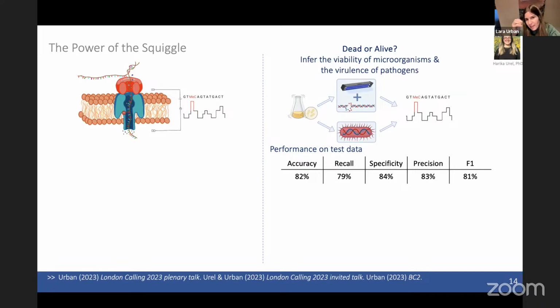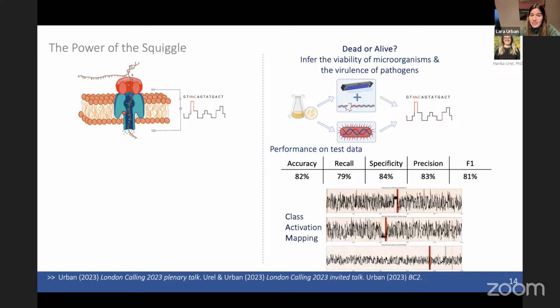But the cool thing about using AI models for that is that we can use subsequent so-called explainable AI methods to better understand why our model is actually making these predictions. In this case, we use so-called class activation mapping, and I won't go into detail about that. The important part is that we can visualize, and you can see here by the red areas in our squiggle data, what sort of signal change is allowing the model to correctly predict that the DNA came from dead or living organisms.